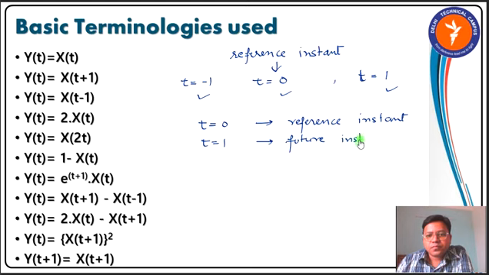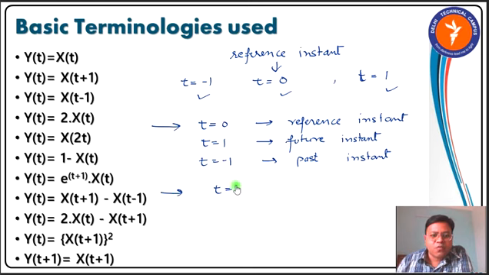Future instant. And similarly, t equal to minus 1 will be the past instant. Past instant. And let us say for another case, this is our first case. Say for another case, t equal to 1 is our reference instant. Say t equal to 1 is our reference instant.